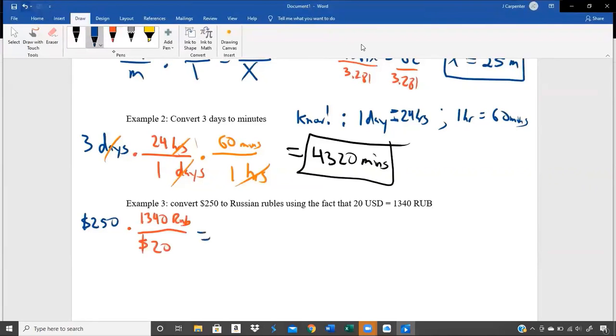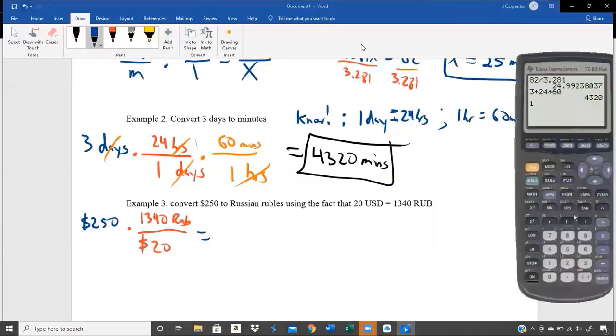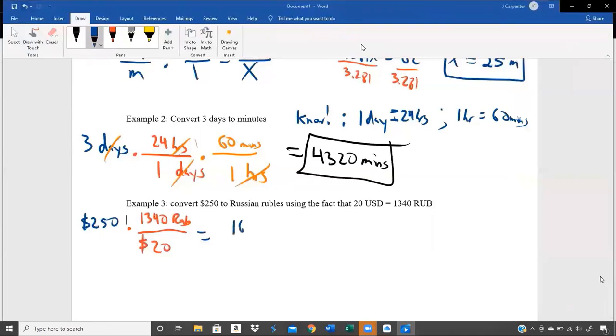All right, so we're going to take the 250. Now, there are numbers that aren't one in the top and bottom, so this is going to be a multiply and a divide. We're going to have to multiply the 250 by the 1340, then we divide it by the 20. So we take 250 times the 1340 divided by the 20. And we end up with 16,750. Now the dollars, there's a dollar in the top and a dollar in the bottom, so they cancel, meaning that the answer is in these rubles.